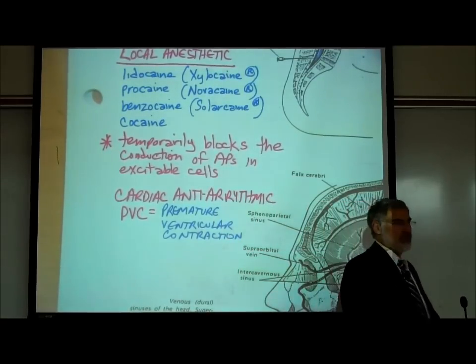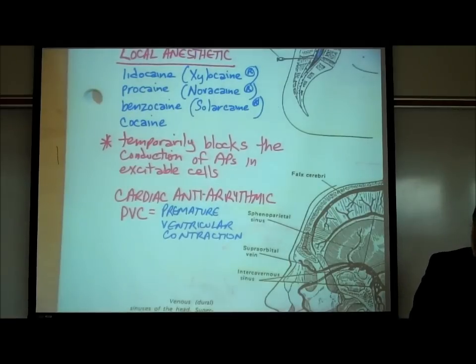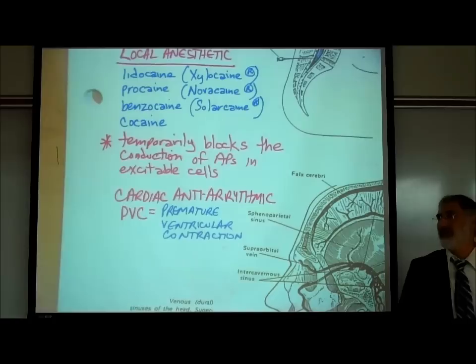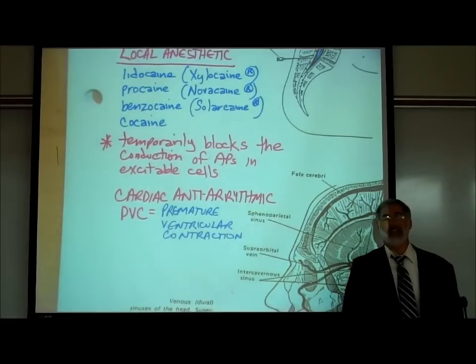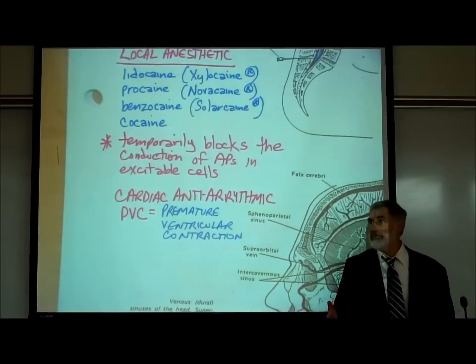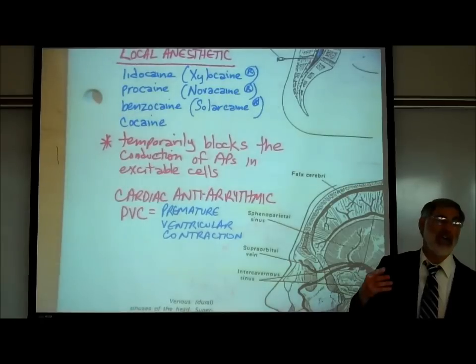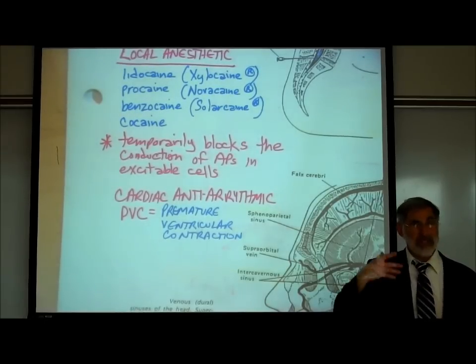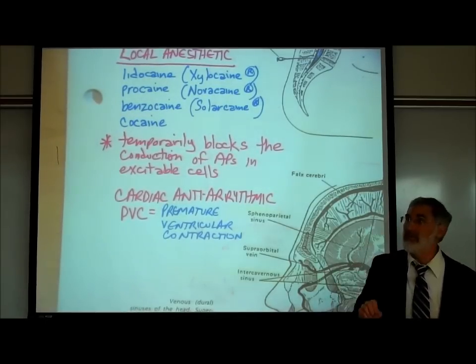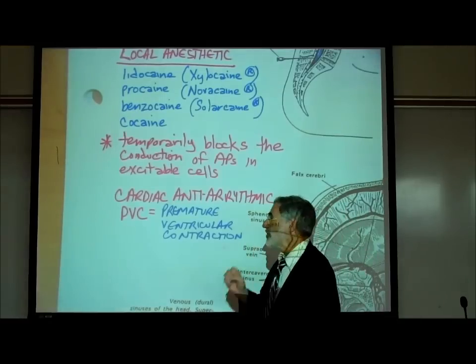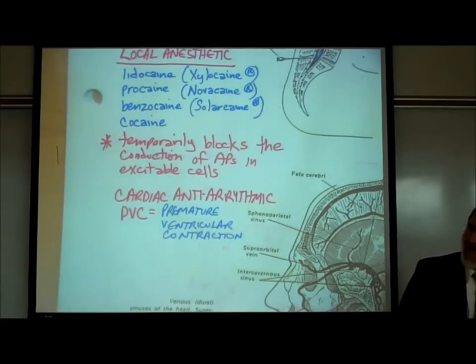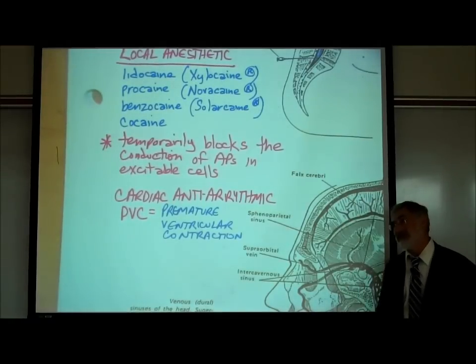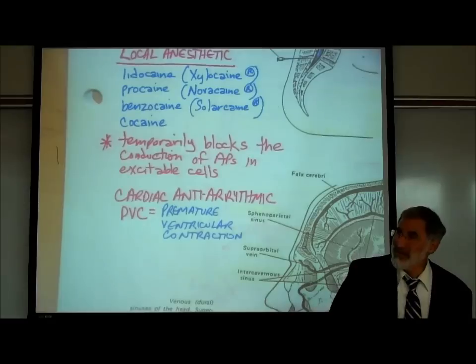Has anybody ever heard of the drug Dilantin? Phenytoin or Dilantin. Anybody ever heard of it? What's Dilantin used for? People have seizures. Exactly right. Dilantin is a commonly used anti-seizure medication to treat and control epileptic seizures. An epileptic seizure is abnormal electrical activity in the brain. But Dilantin is also used as a cardiac antiarrhythmic. It's also used to control abnormal electrical currents in the heart. I even go one step further.